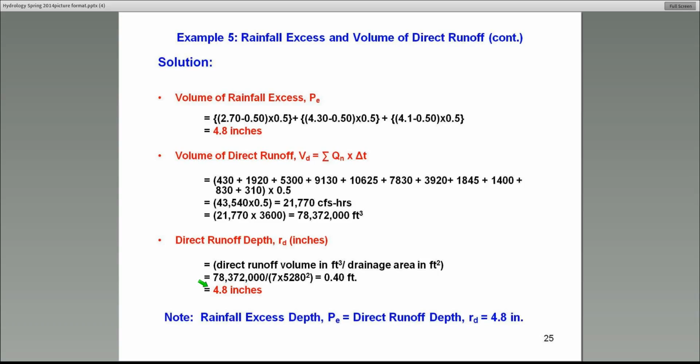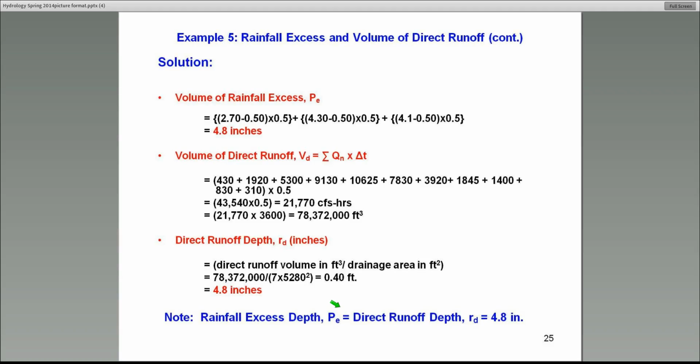challenge in hydrology: to ensure the one volume of rainfall excess that you calculate also produces the same amount of runoff volume under the hydrograph. If the two are equal, that means you're okay. In this case, rainfall excess is equal to the direct runoff.